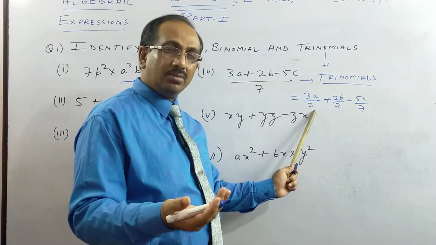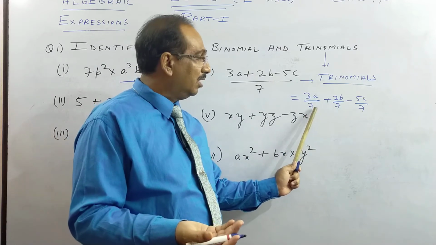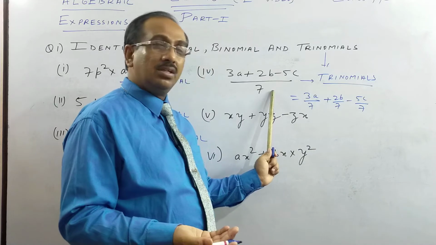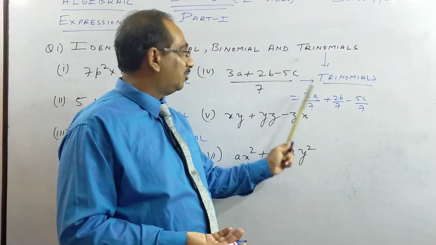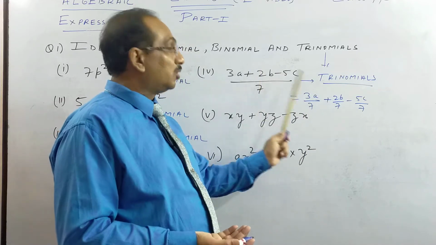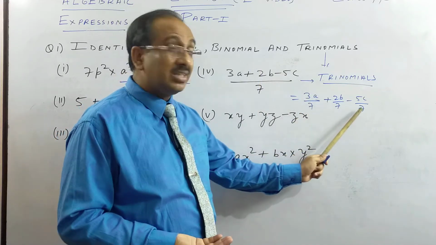So I've taught you earlier, Class 6 also you would have seen: common denominator, write the denominator, and we add or subtract the numerator. This is the LCM of this and this. This is the opposite of LCM. So you can see three terms.